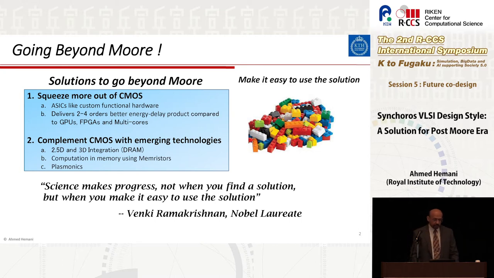Now, the second part of my solution is to complement CMOS, not just replace it, with some emerging technologies, including the one that we heard in the previous talk, like adopting this 2.5D or 3D integration, and if monolithic integration becomes available, that much the better. The other is to use computation in memory using memristors, using resistive RAM, and we also have some partners. And something more exotic like plasmonics can be used to get another order of magnitude improvement.